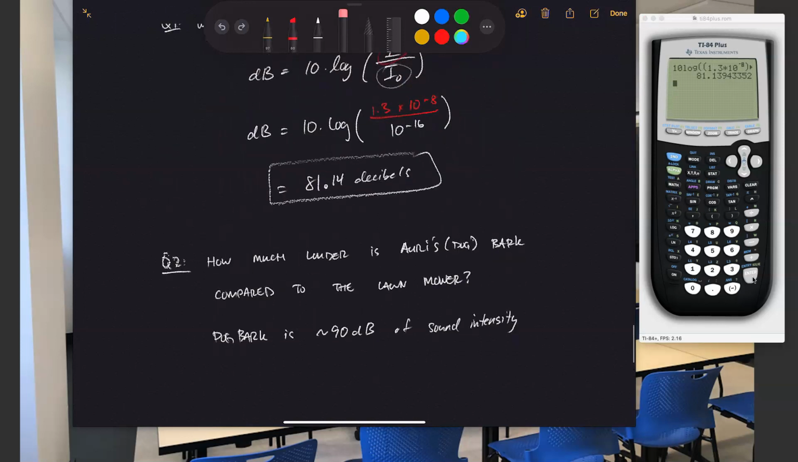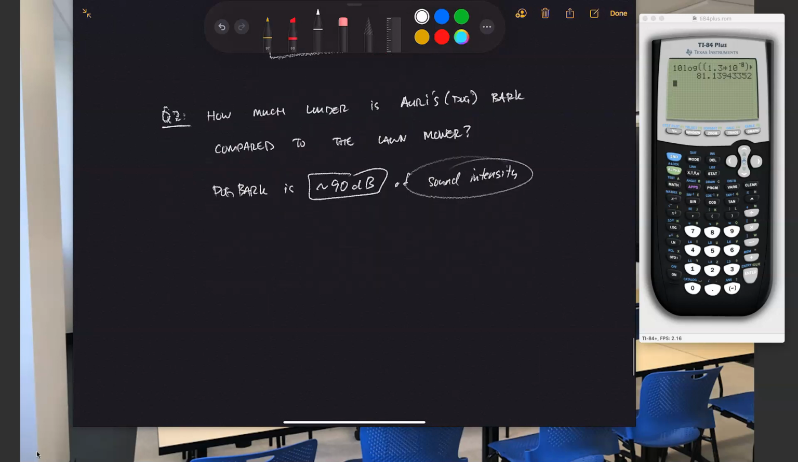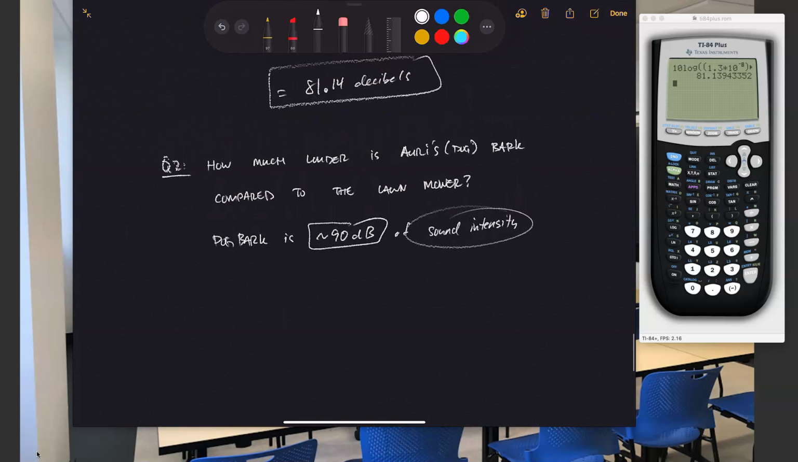So what we can do is compare the intensities of the sound, 90 decibels versus 81 decibels. But since this is an index, it's not clear what that really means. If I want to know how many times louder Ari's bark is than the lawnmower, we have to compare the intensities, so we have to get inside the logs, and we don't know what those intensities were in watts per centimeter squared.